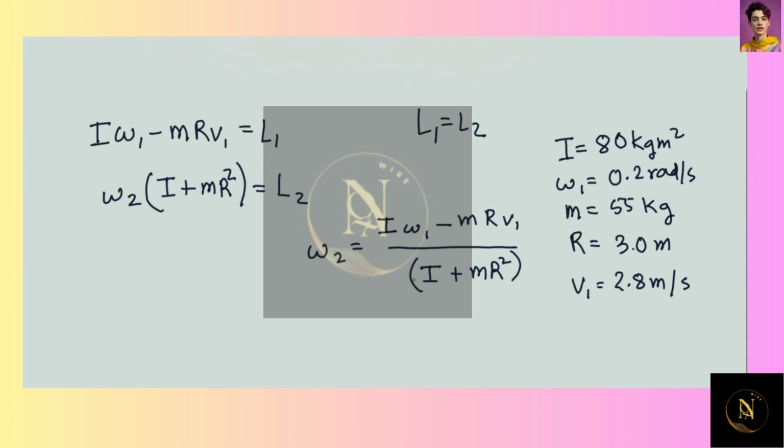Now if we use all the numbers over here, we see that omega 2 is negative 0.776 radians per second.